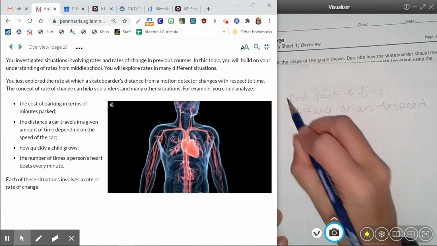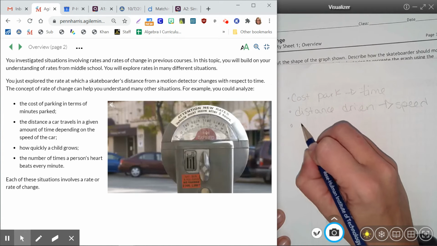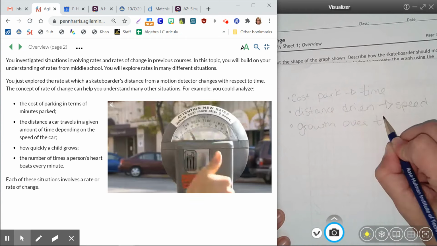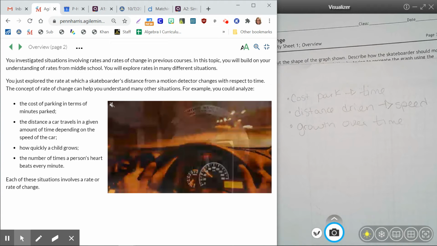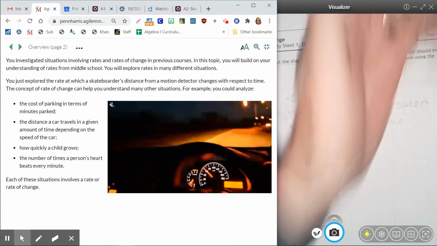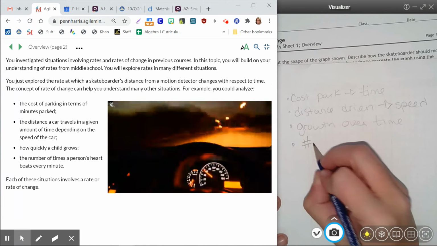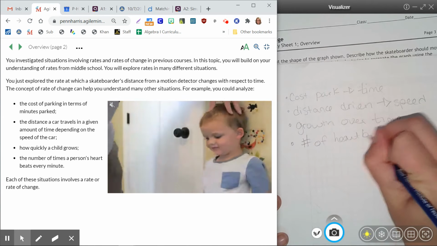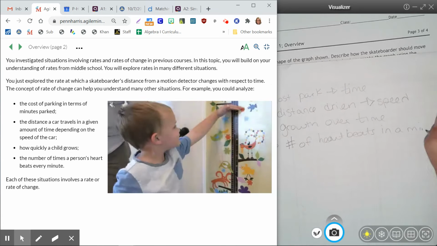Other things I can relate to this: how quickly a child grows. So growth of a child over time. Okay. We can talk about in PE, we're talking about our heartbeats. If you do your little test there, okay, how fast your heart beats. So the number of beats a minute, number of heartbeats in a minute. That says minute, guys.